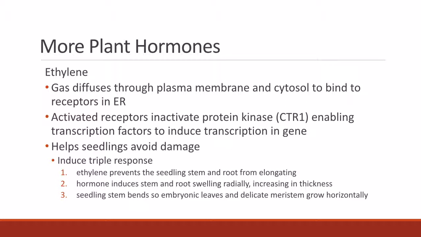Ethylene also helps seedlings avoid damage by inducing the triple response, which includes: 1. Ethylene prevents the seedling stem and root from elongating. 2. The hormone induces stem and root swelling radially, also increasing thickness. And 3. The seedling stem bends so embryonic leaves and delicate meristem can grow horizontally.